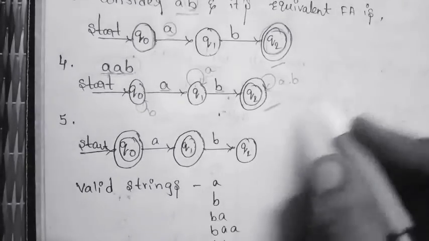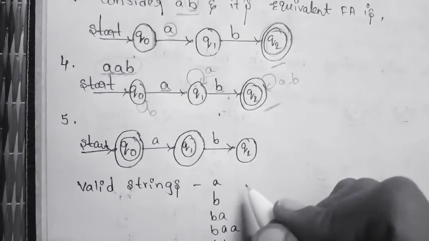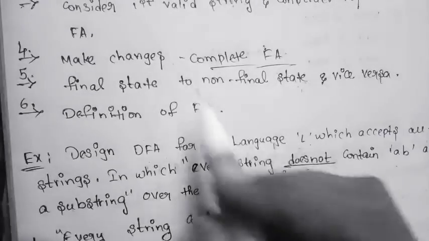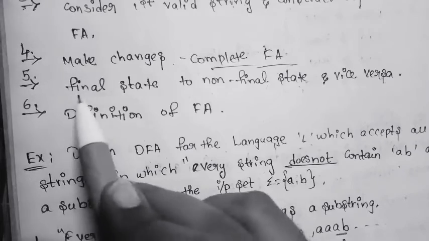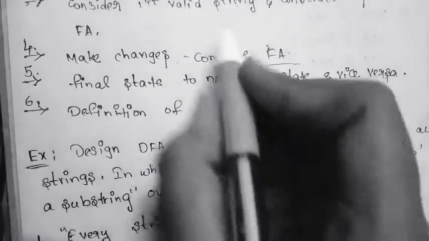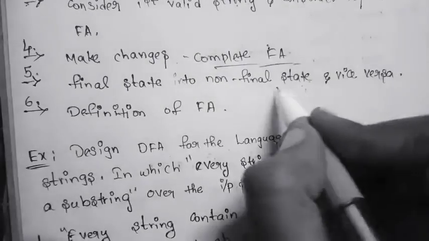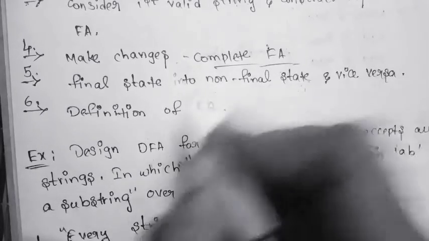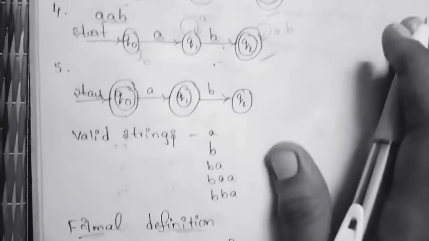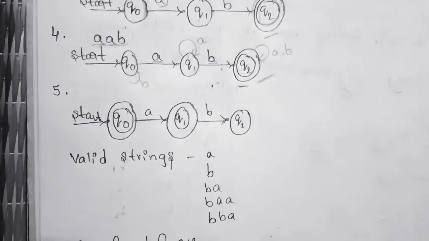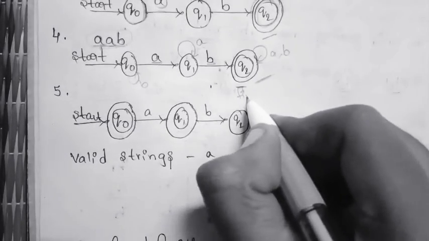Then our fifth step is the conversion, that means converting the final state into non-final state and non-final state into final states. See guys, here this is the final state.